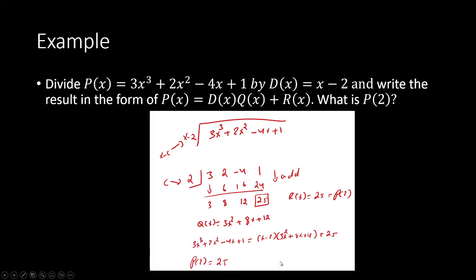And if I was to write it, this is my remainder, so x minus 2 times my q of x plus my r of x. The p of 2 is 25 because we said that p of x is equal to d of x times q of x plus r of x. And r of x is, in this case, p of 2.